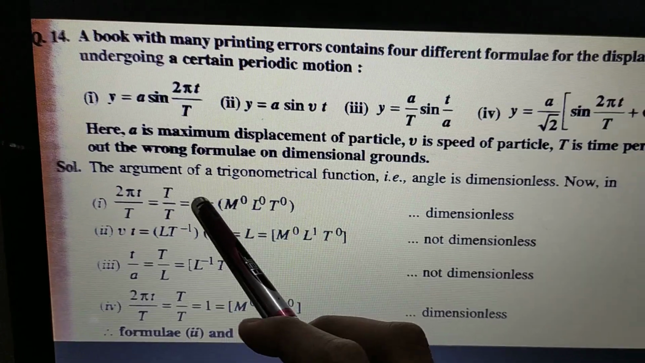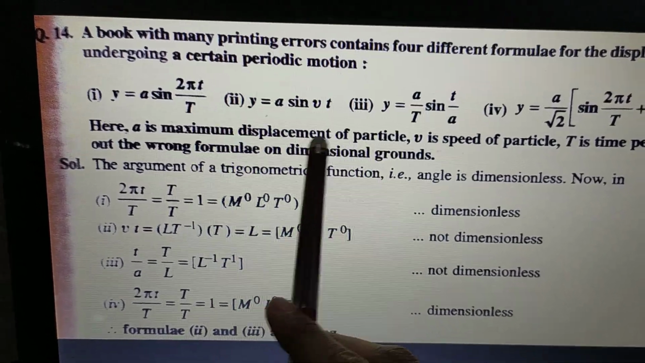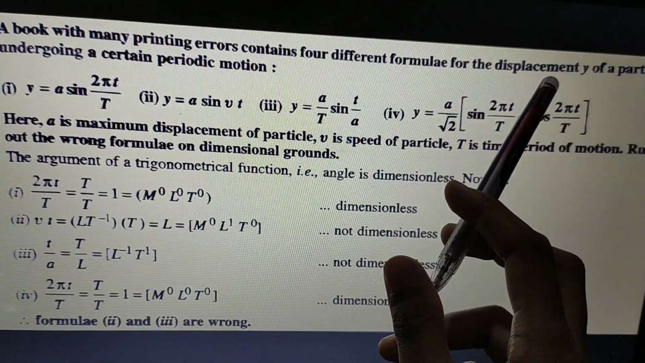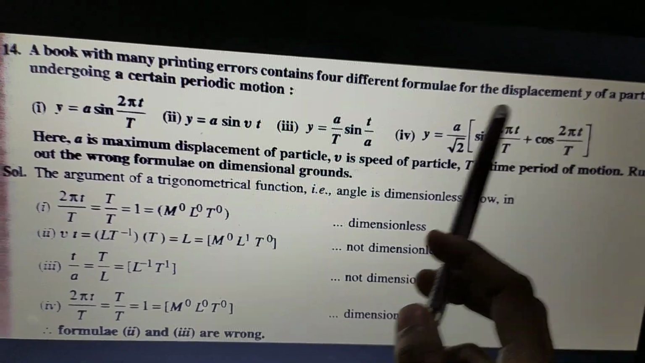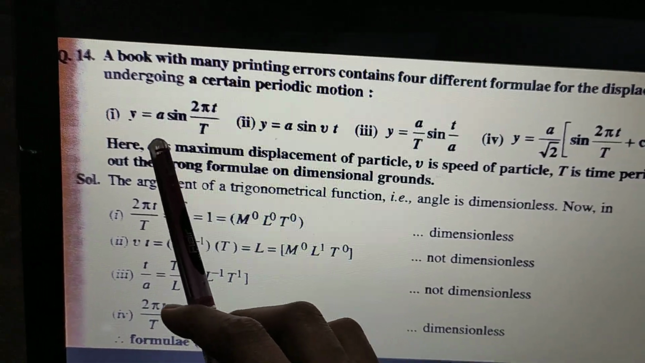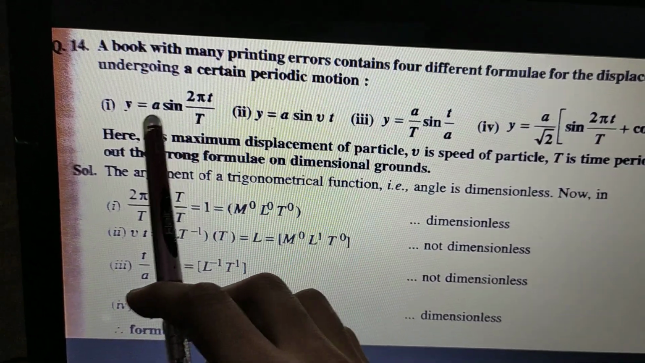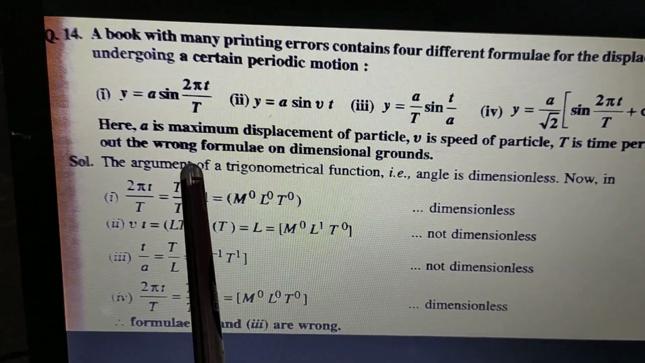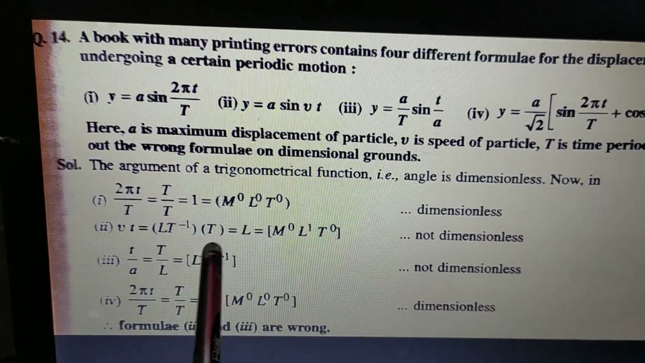And what is this a? A is the maximum displacement of the particle. And what is y? Y is also the displacement of the particle. This is displacement, and this a is maximum displacement. Both are in the SI unit of meter, represented by the dimensional formula L.